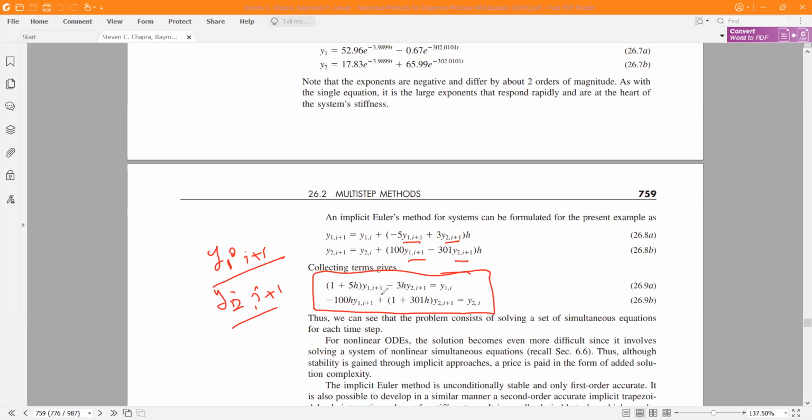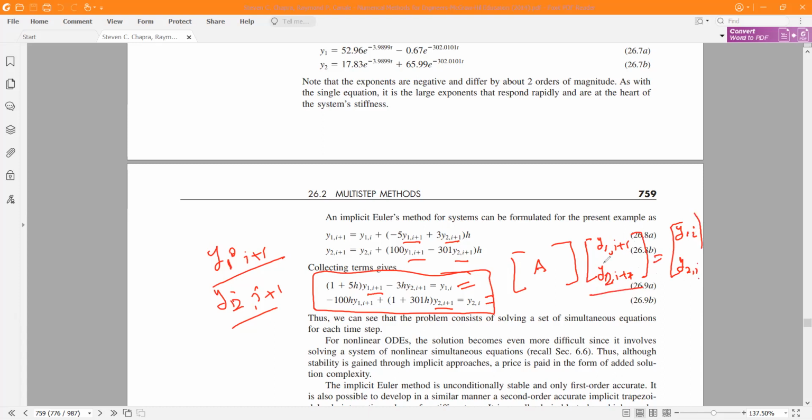Our goal is what? We have to find y1 i plus 1 and y2 i plus 1. Then how to do that? Aren't they simultaneous equations? Yes, sir. Then you have to solve them, because the initial value will be known to you. Then you can put it into a matrix form. That matrix form will have a coefficient matrix A, and we'll have two values there: y1 i plus 1 and y2 i plus 1, exactly. That will be equal to y1 i, y2 i. Okay, then you can solve it for these values.